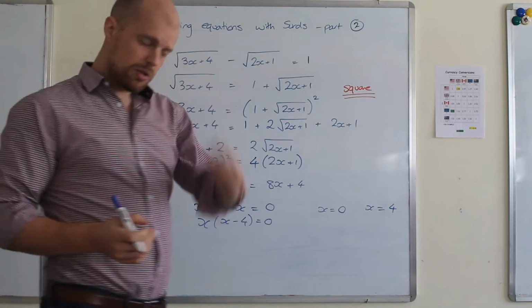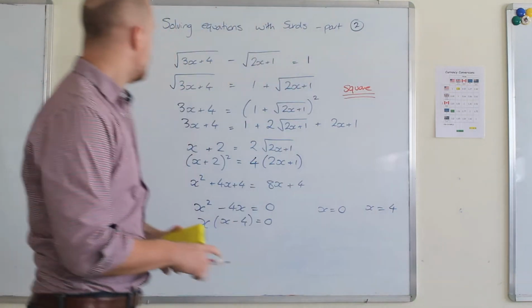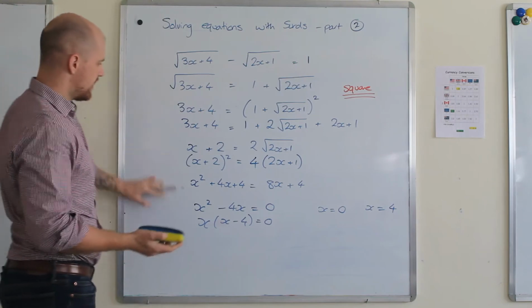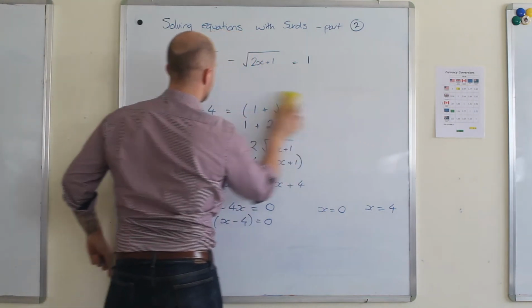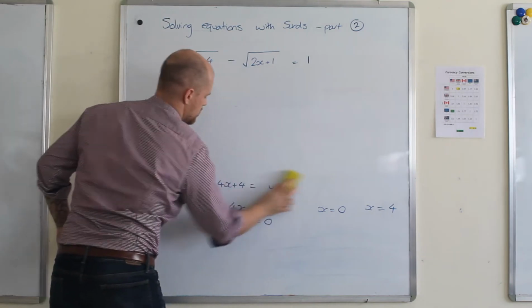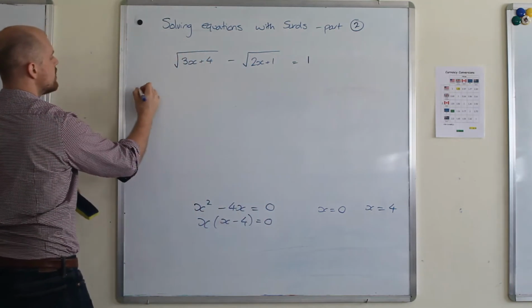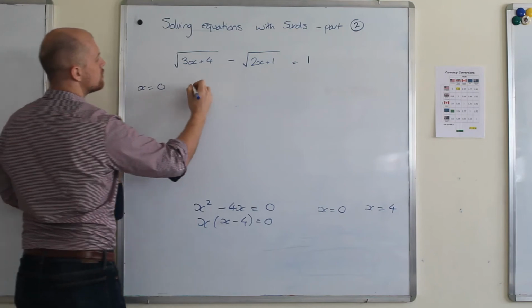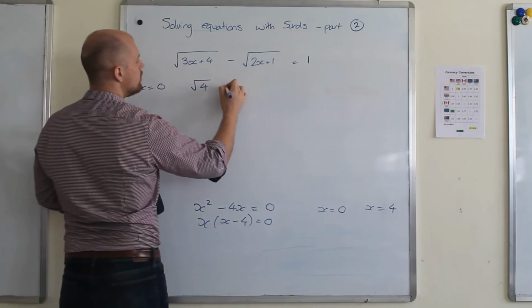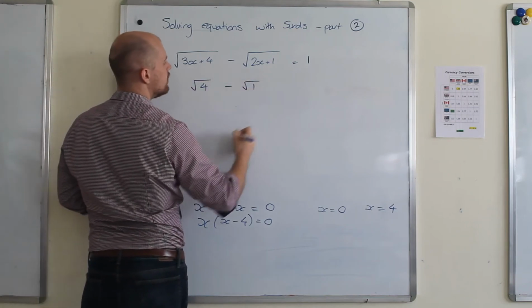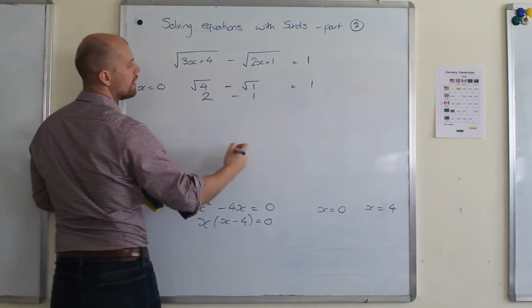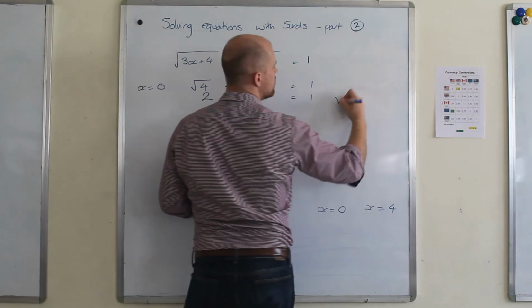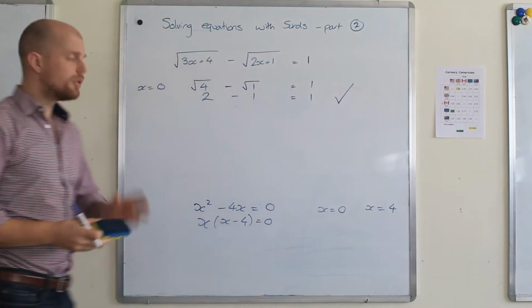Now, what you need to do, once again, is check. So I'm going to rub out all of this and just keep my solutions. You need to check if they are feasible. So let's take x equals 0. I have root 4 minus root 1, and I have 1 on the right hand side. Root 4 is 2, take away 1 is indeed 1, yes, that means that 0 is a solution.